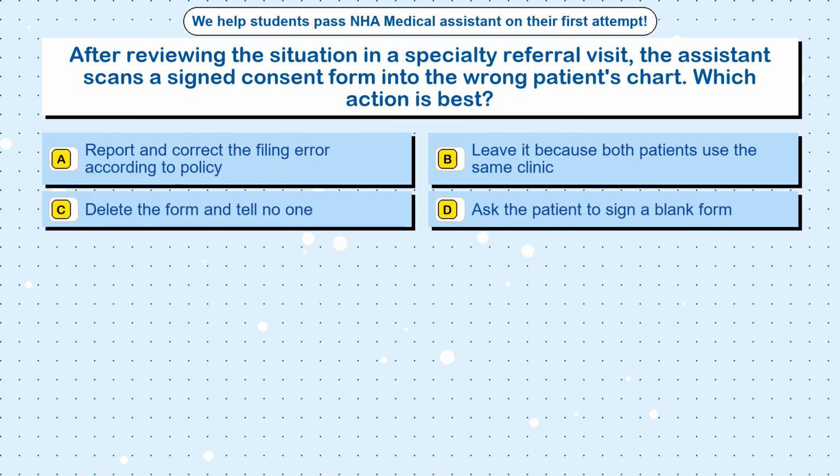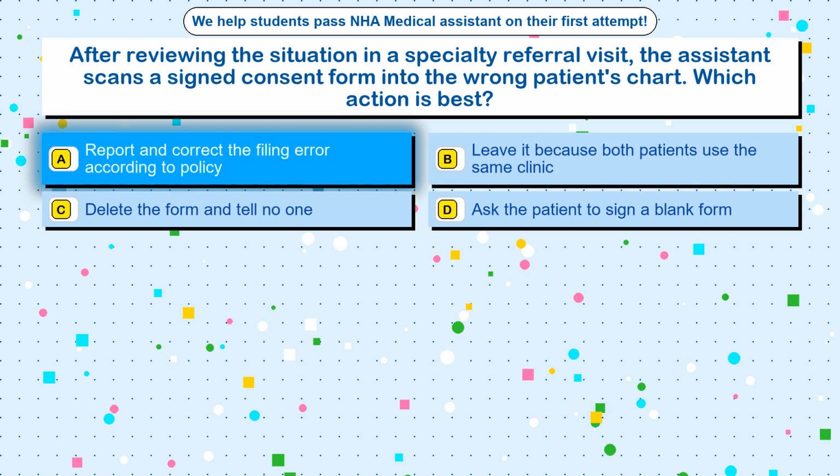Question 46. After reviewing the situation in a specialty referral visit, the assistant scans a signed consent form into the wrong patient's chart. Which action is best? Option A. Report and correct the filing error according to policy. Option B. Leave it because both patients use the same clinic. Option C. Delete the form and tell no one. Option D. Ask the patient to sign a blank form. The correct answer is option A.